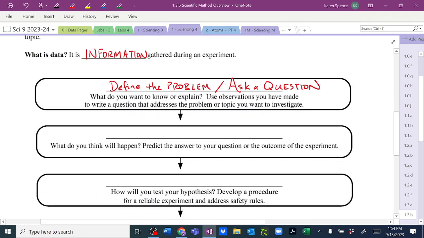Step number two. What do you think will happen? Predict the answer to your question or the outcome of the experiment. Yes, that is hypothesis. Make a hypothesis.